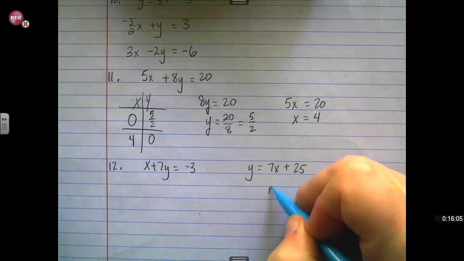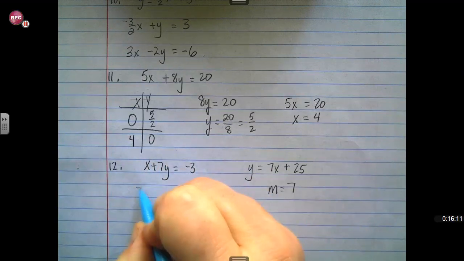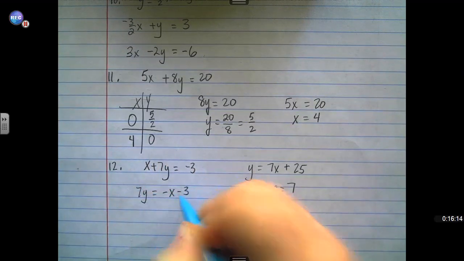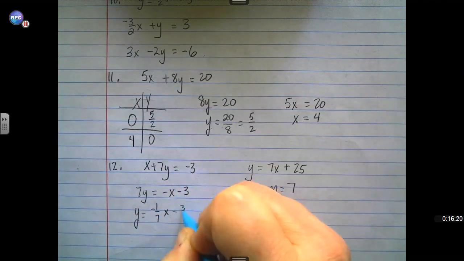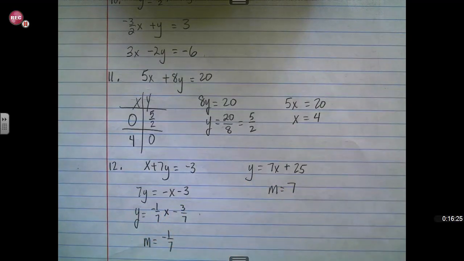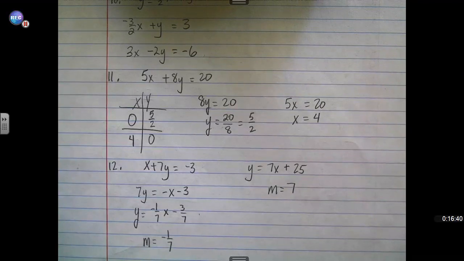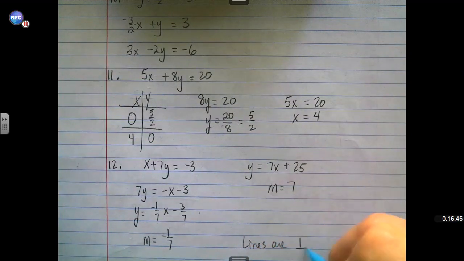So the slope of this line is 7, and then we find the slope over here, so we move the x to the other side. Minus x minus 3 divide by 7 gives us negative 1/7 x minus 3/7. So the slope here is negative 1/7. And when I compare those slopes, they are quite obviously not the same. And they actually are opposite reciprocals of each other. And if the slopes are opposite reciprocals of each other, the lines are perpendicular.